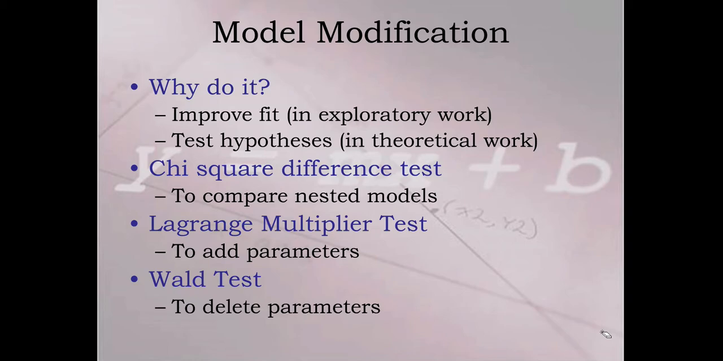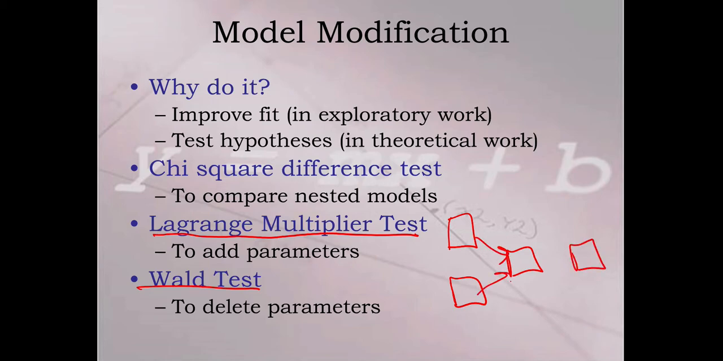There are 2 other types of model modification family of indices that we look at. There's the Lagrange multiplier test and the Wald test. The Lagrange multiplier test will tell you, if you have a model, let's say that this is the model, okay? It will tell you, I would fit a lot better if you just put a path between me and this other variable. So it's going to tell you what you should add to your model to improve fit.